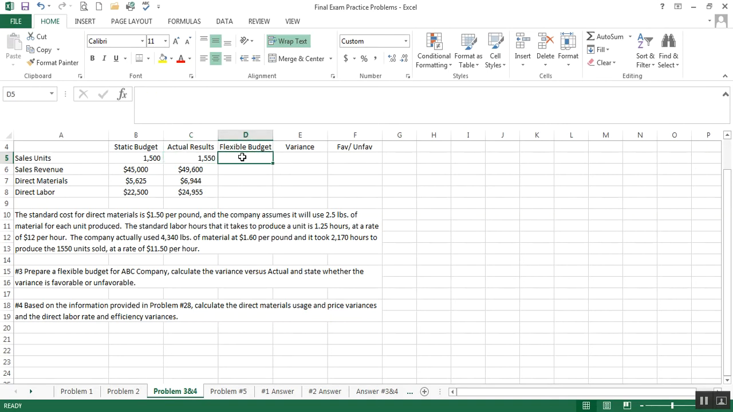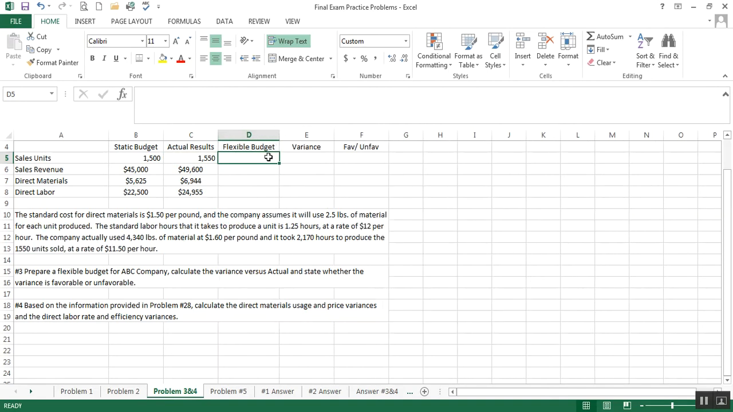To compare apples to apples, we need to translate this information into a flexible budget. We need to look at what we think it should cost us to produce 1,550 units and how much we should have collected in revenue for that amount of units. So the key to the flexible budget and looking at flexible budget variances is to always start with the actual units. We can forget about what we budgeted here. Okay, we're going to look at the actual.